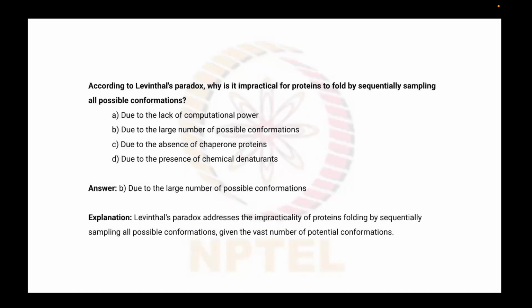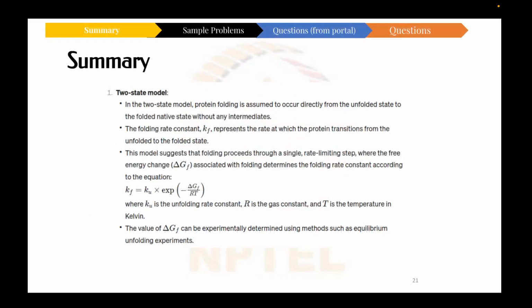This is because Levinthal's paradox addresses the impracticality of protein folding by sequentially sampling all possible conformations, given the vast number of potential conformations.